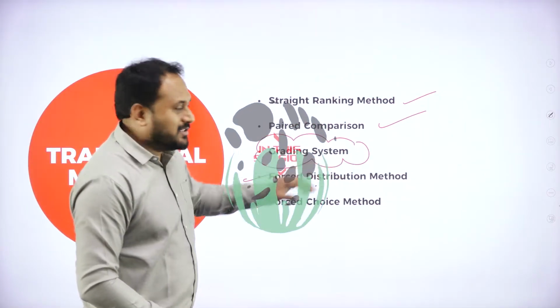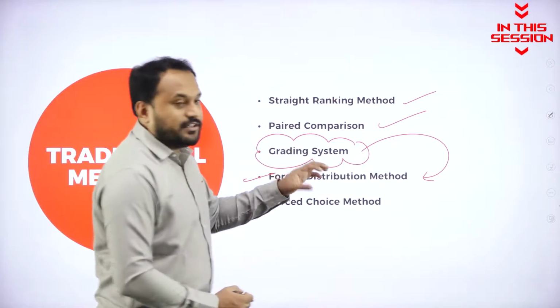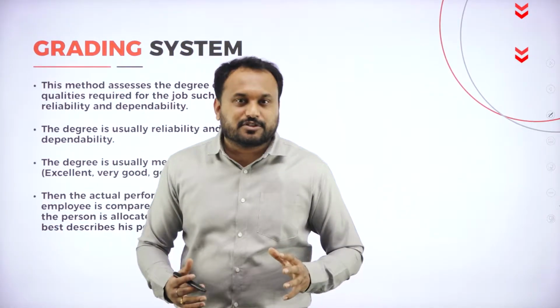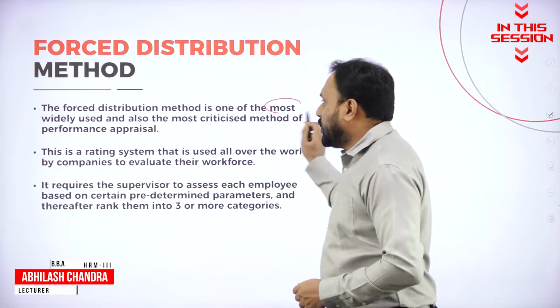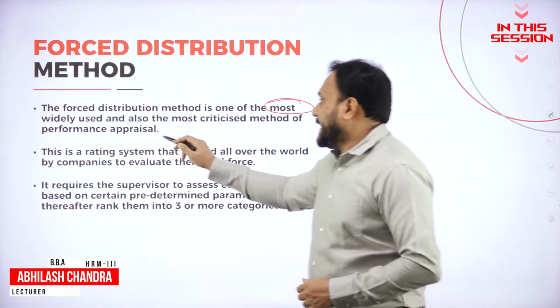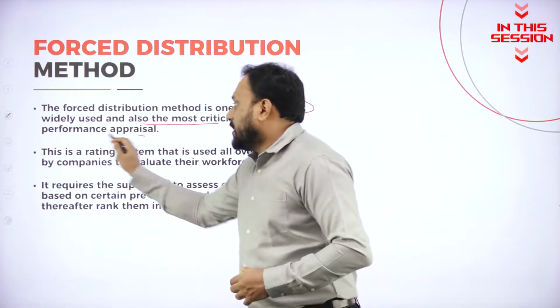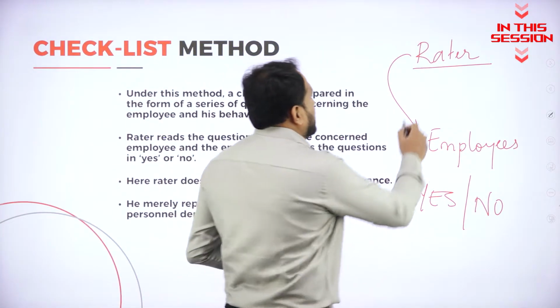Sometimes this grading system is modified as a forced distribution method. They go with two of the most measured systems, that is called reliability. Now the forced distribution method is one of the most widely used and also the most criticized methods of performance appraisal. According to those answers, the rater will go with a checklist.